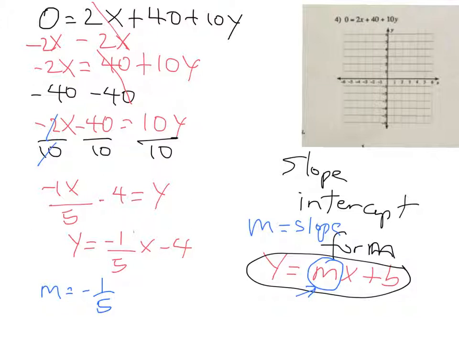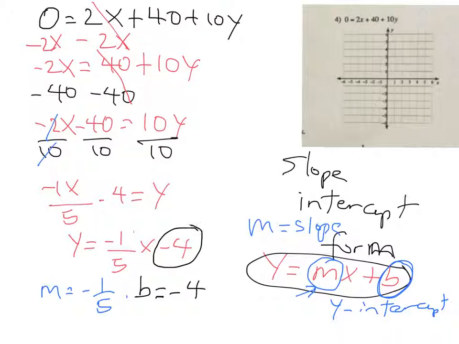The b is your y-intercept. In my case, the y-intercept is going to be equal to negative 4, because that's whatever you have after the x. If there's nothing there, then you have a 0. Now once I have my slope and my y-intercept, it's time to graph.